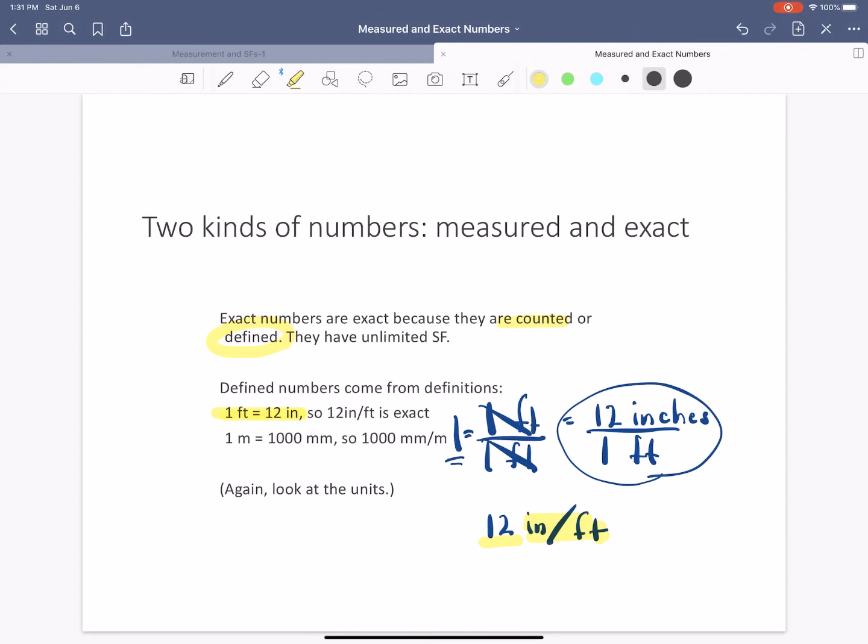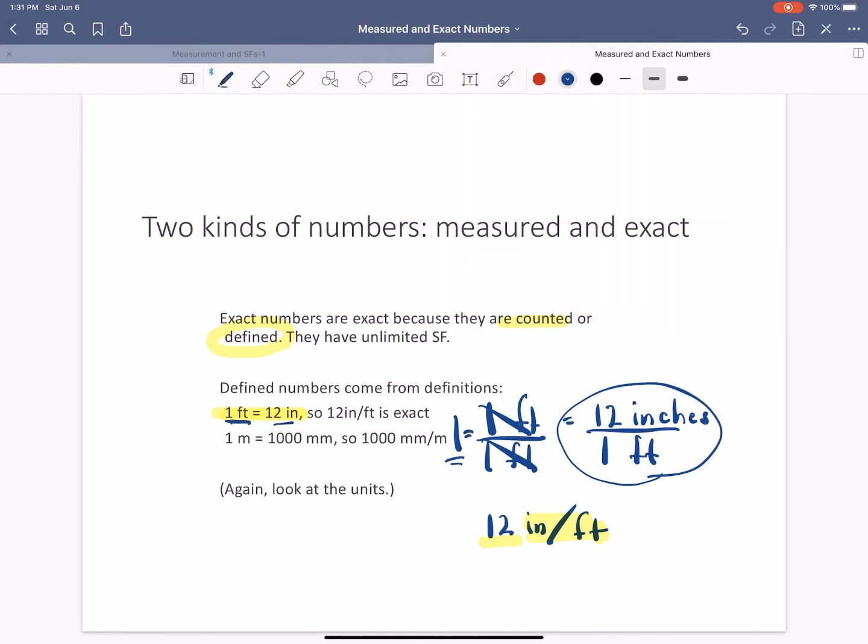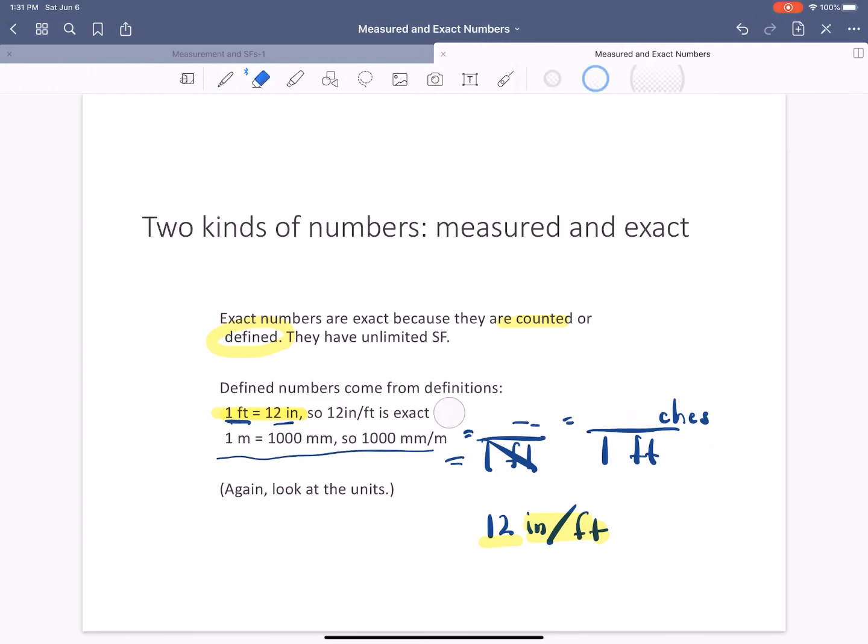So that's exact. We're not going to have a lot of conversions from, for example, length to length in the English system, so between feet and inches. But we are going to do a lot with these metric prefixes, so let's take a moment for that.